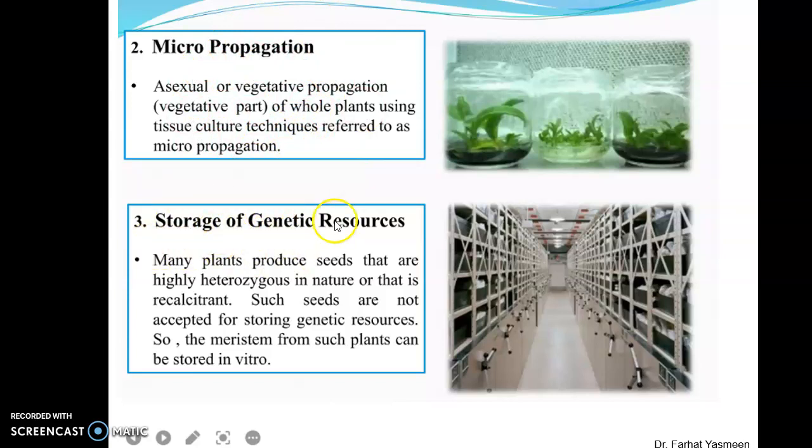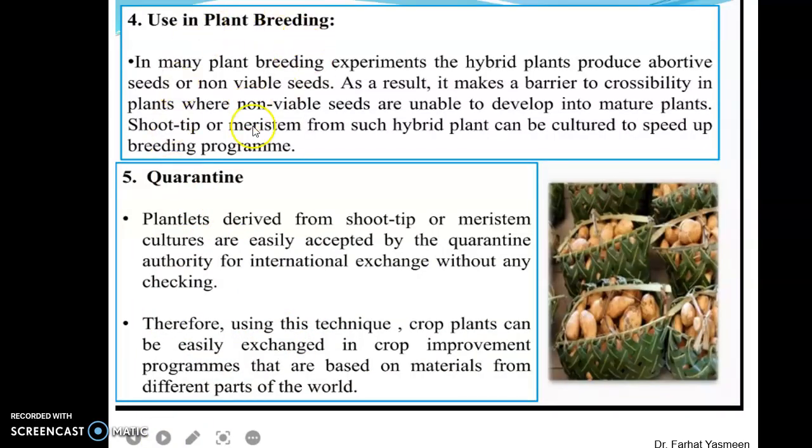If you want to store genetic resources, then this is also a very important process. This process is also used in plant breeding to form pure lines or pure hybrids. If there is any hybrid plant which produces abortive or non-viable seeds, it creates a barrier to crossability in plants, where non-viable seeds are unable to develop into mature plants. So the shoot tip or meristem is used to culture such plants in breeding programs.